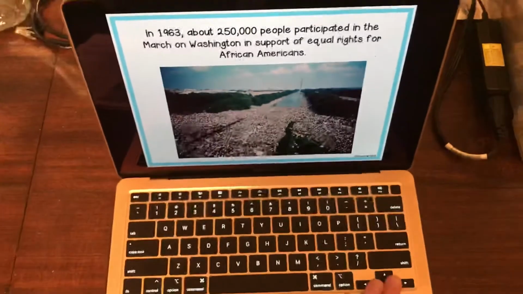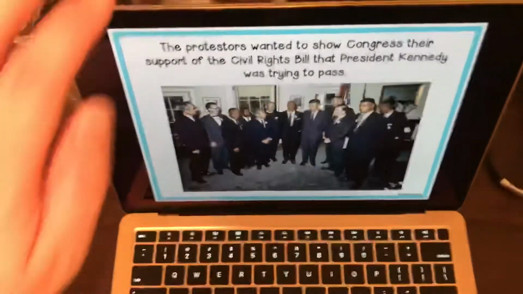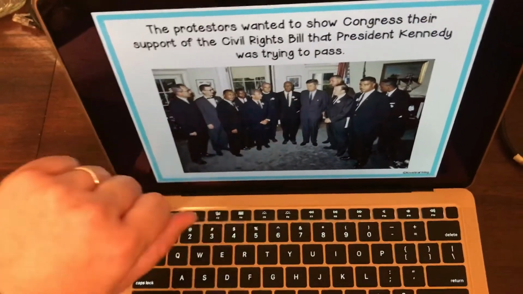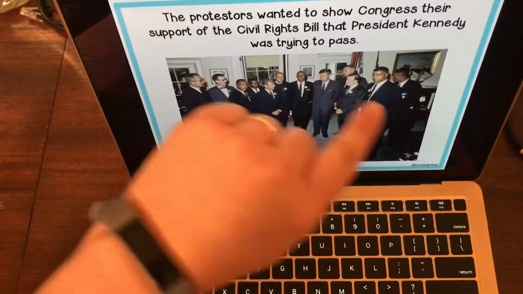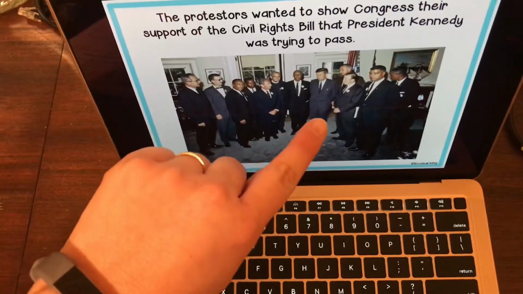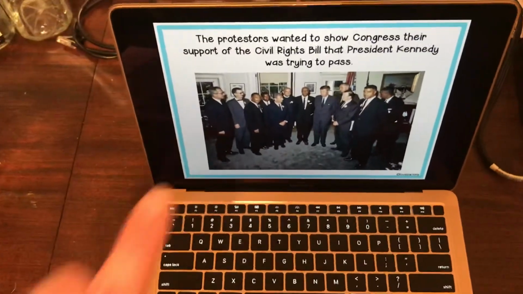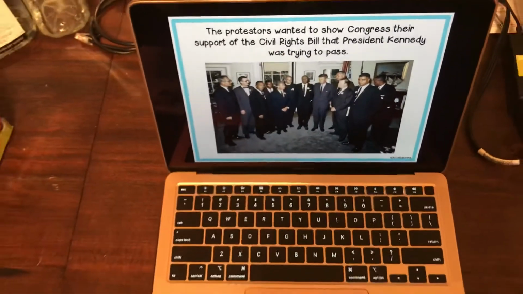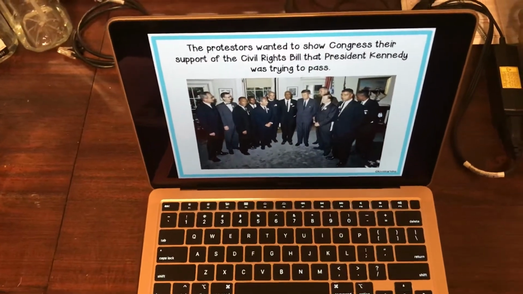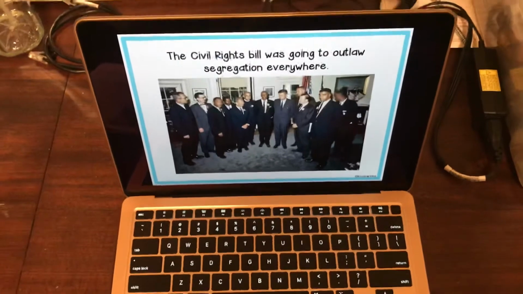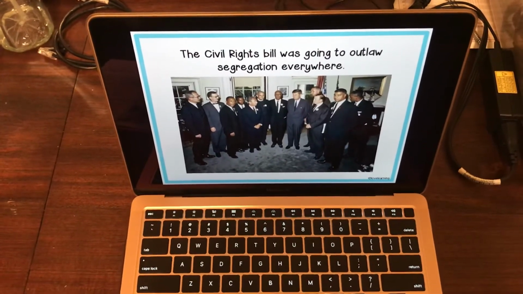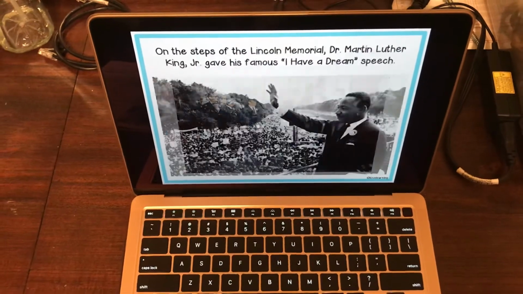Beautiful. Okay, so here in the middle is President JFK, President John F. Kennedy. The protesters wanted to do a nonviolent protest so that they would get the attention of Congress along with the president. They were trying to pass this civil rights bill that would make segregation illegal across the country, wherever you were, no matter what you were doing. And the civil rights bill, like I said, was going to outlaw segregation everywhere.